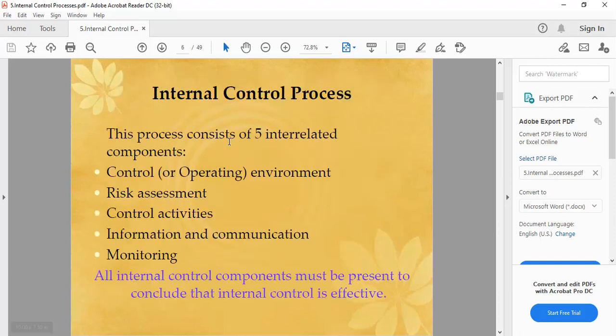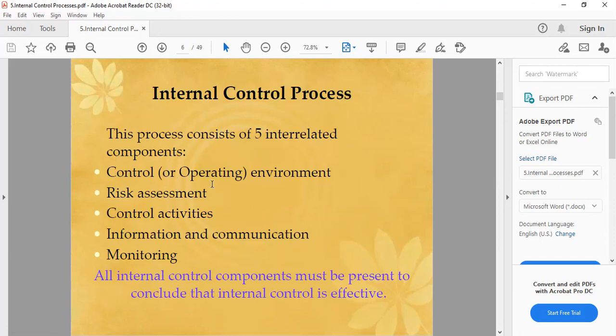Then internal control processes have five interrelated components. I would say that we have to take note of these and we have to memorize them. I actually have an acronym, CCRIM, in order for us to easily remember these particular components.